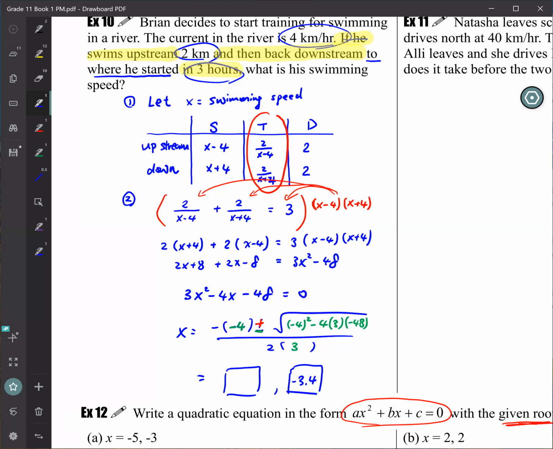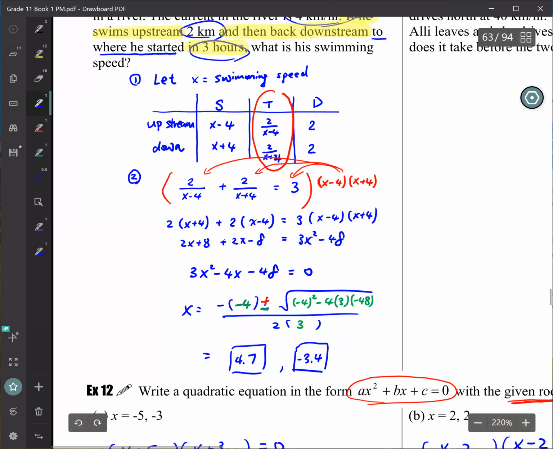Okay, Ivy, how about you? What's the other answer? I got 4.7. Okay, 4.7. Thank you. Jenny, do you have the 4.7? Yeah, I got 4.7 as well. Okay. Jiawen, how about you? 4.7? Yeah, I got 4.7. All right.